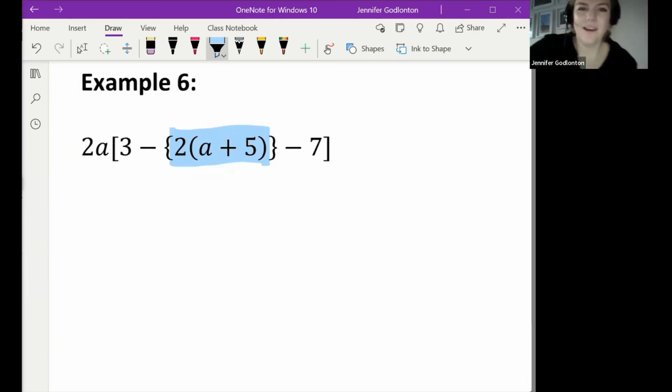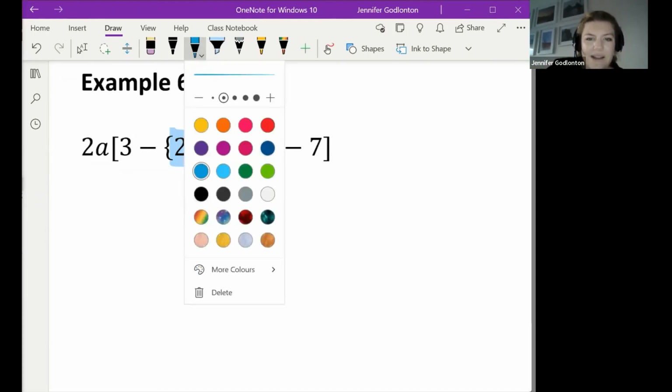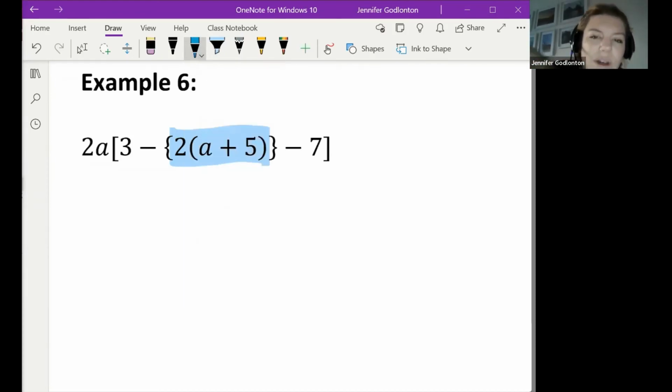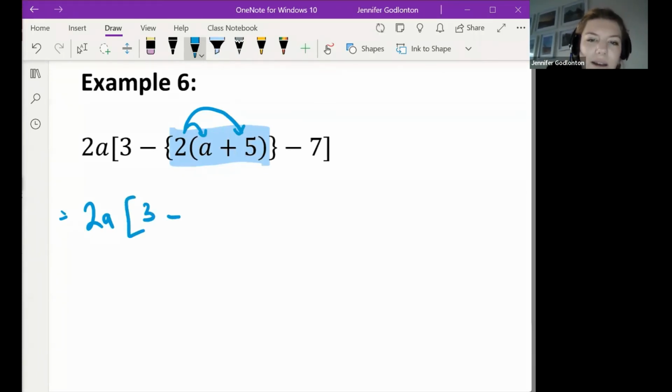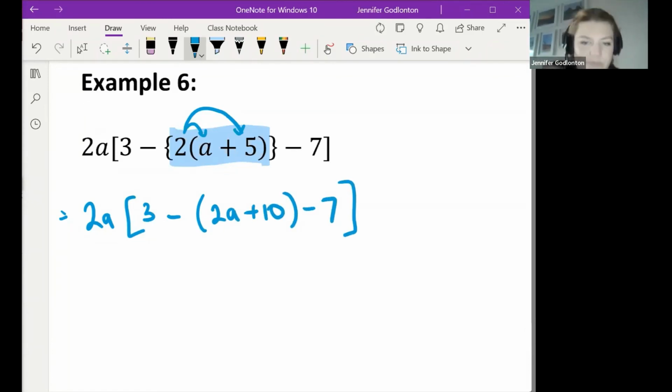Okay, so we're going to start with this blue bracket. We're going to start by distributing in this 2. So that's going to become 2a, and that's going to become 10. So I'm going to write my 2a square bracket 3 minus bracket 2a plus 10 minus 7. That was my first step. So if you got this 2a minus 10, give yourselves a mark.